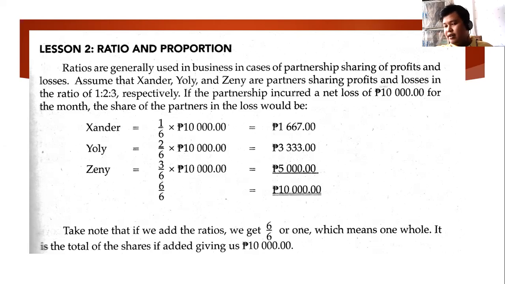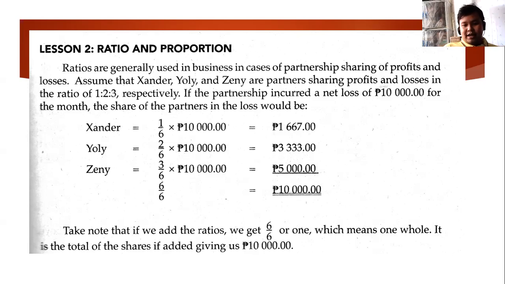Si Senny naman ay may 3 na share about doon sa 6 shares times 10,000. So meron siyang 5,000 na net losses. So ngayon, i-add mo 1,667 and 3,333 and 5,000 equals 10,000. That's the overall net losses. So pinaghati-hati yung ratio. So that's it. Si Sander merong loss na 1,667, si Yoli 3,333 and 5,000 kay Senny.